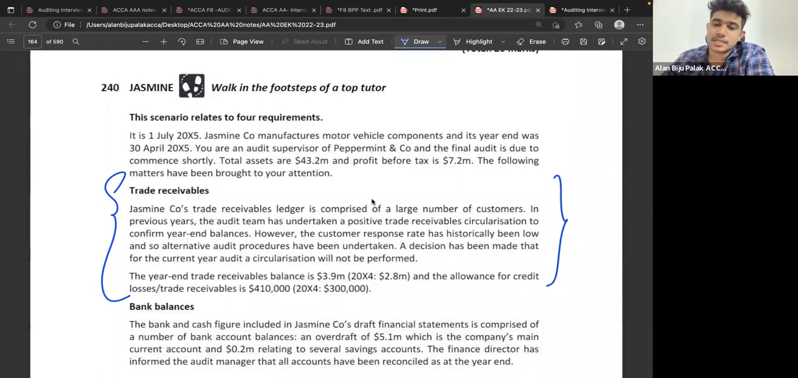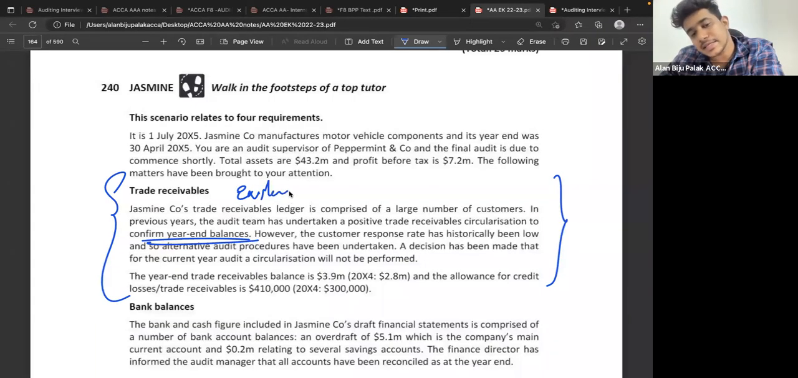Why did they send the receivable circularization in the previous year? And what do they need to confirm now? Existence. Yes, they need to confirm whether the year-end balance is actually existing or not. So to confirm the year-end balance means existence, right? And for existence, normally the first procedure is sending external confirmation.